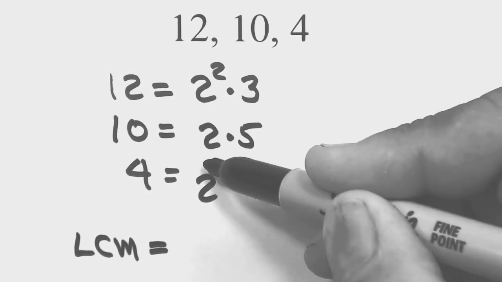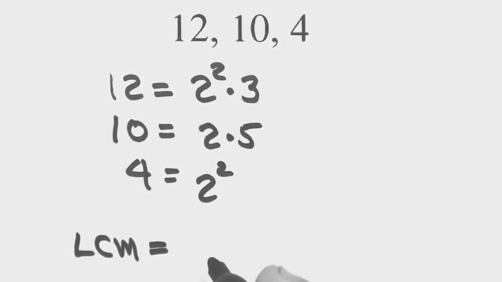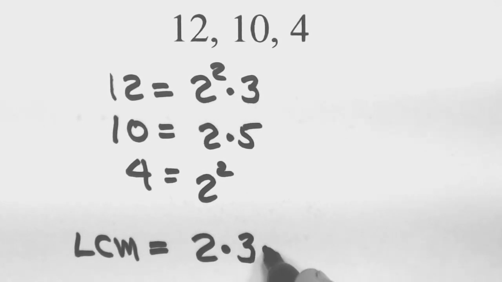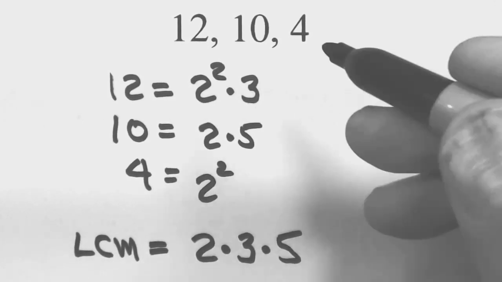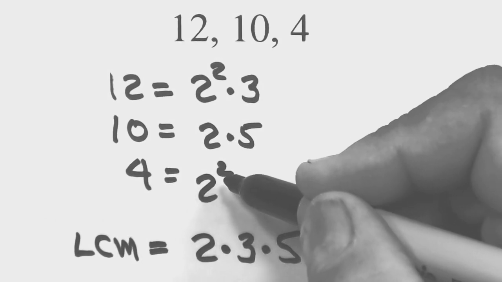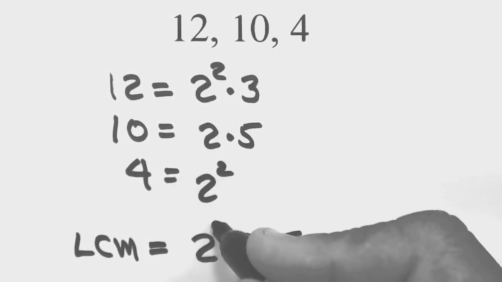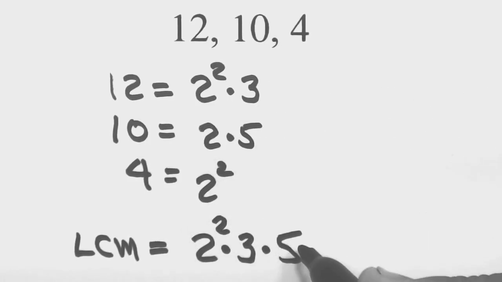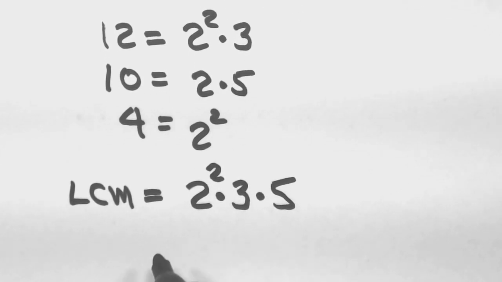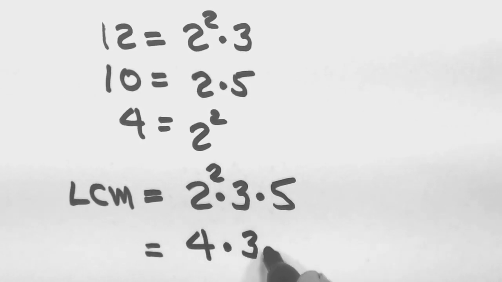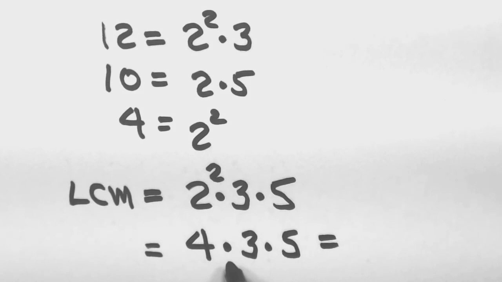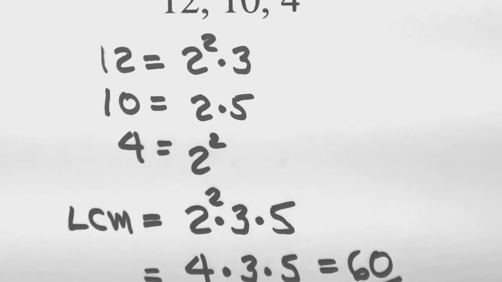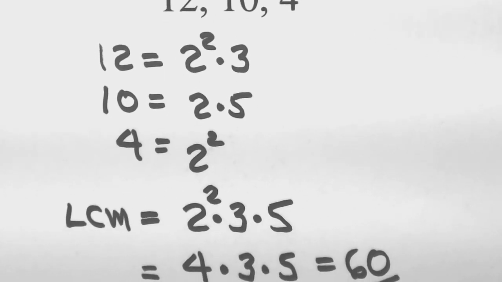What are the different bases I see? I see 2's, 3's, and 5's. So I put them in my list. Here it is. Now I have to go back and take the highest power that I see for any of them. For the 2's, the highest power is squared. And for the 3 and 5, they're both to the first power. Okay, well, just put the number together. This is going to be what our LCM equals. 2 squared is 4 times 3 times 5. Well, 4 times 3 is 12. 12 times 5, 60 is the LCM for 12, 10, and 4.